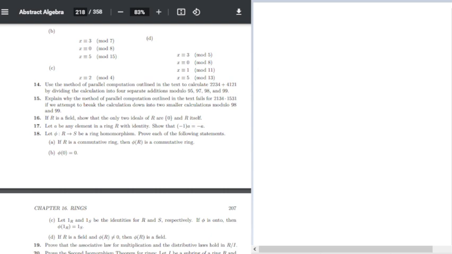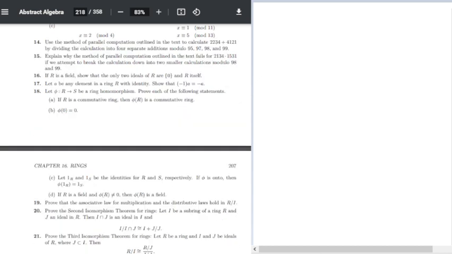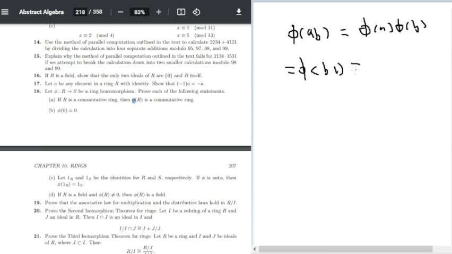Alright, yeah, this is basically to prevent, if S is onto. Yeah, there we go. If R is a commutative ring, then phi of R is a commutative ring. This should be easy, because phi of AB is equal to phi of A, phi of B, is equal to phi of AB is equal to phi of BA is equal to phi of B, phi of A.